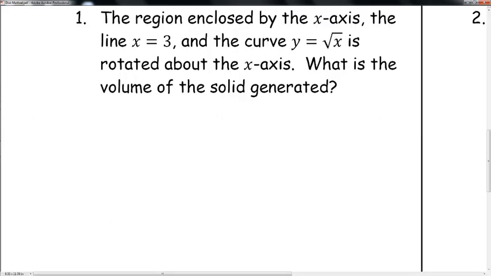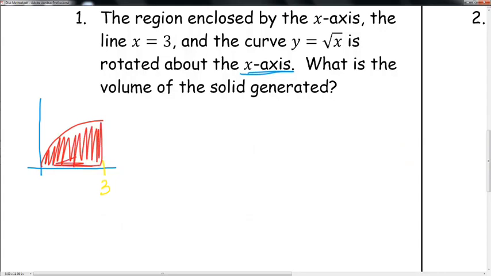Alright, what if I had a region enclosed by the x-axis, the line x equals 3, the curve y equals the square root of x, and it's rotated about the x-axis. Since it's rotating around the x-axis, I know it's going to be in terms of dx. We're really just talking about quadrant 1, and x equals 3, so we're going to call this right here x equals 3. And we have a curve that's being rotated around the x-axis.